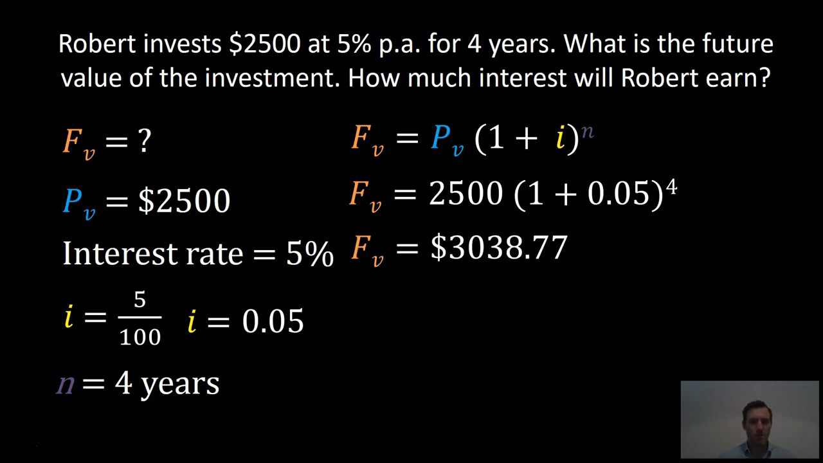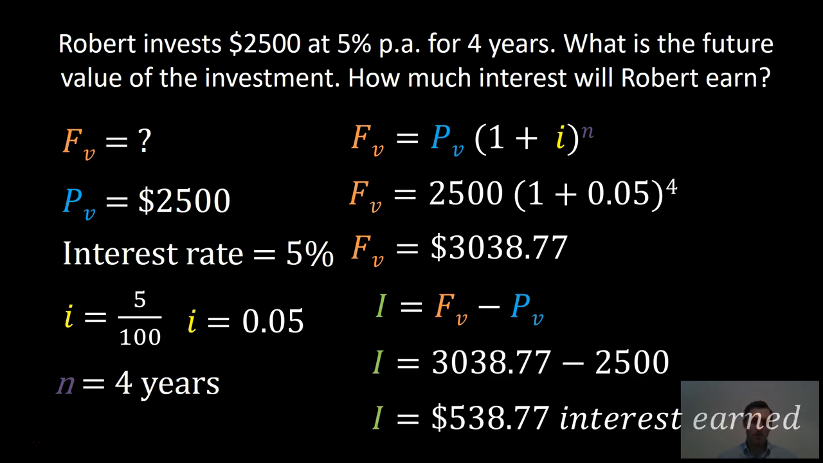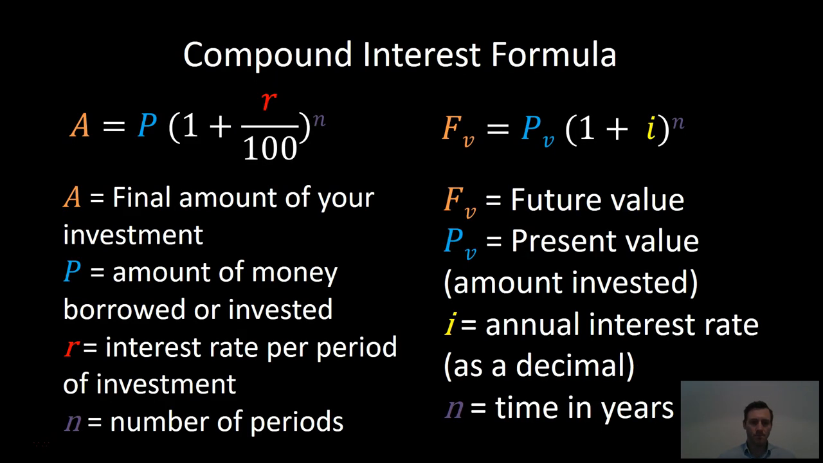When we calculate, we get the future value is $3,038.77. But how much interest was earned? We need to take away the present value from the future value. We substitute our values in and we find the interest earned was $538.77.